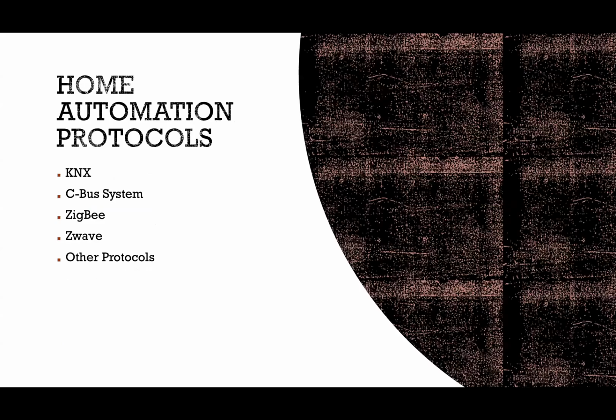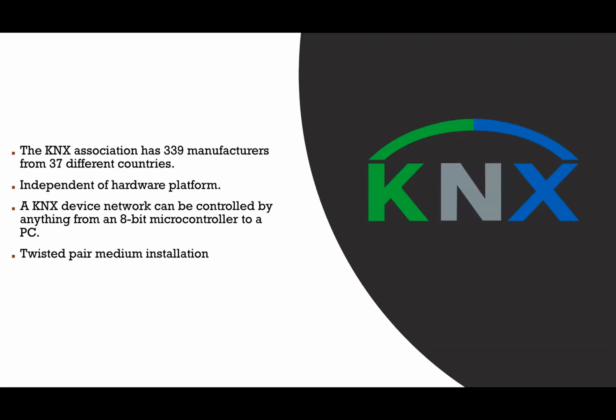Next slide. Okay. Talking about the home automation protocols, I'll talk about four of them. There are many: KNX, C-bus system, ZigBee, and Z-Wave. Okay, next slide. KNX. As of March 2014, there were 339 members from 37 different countries who were manufacturers of this protocol.